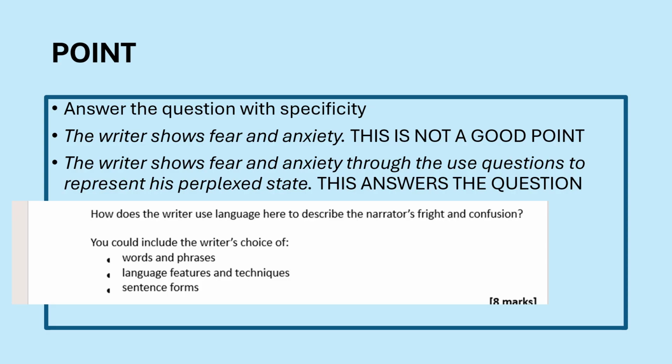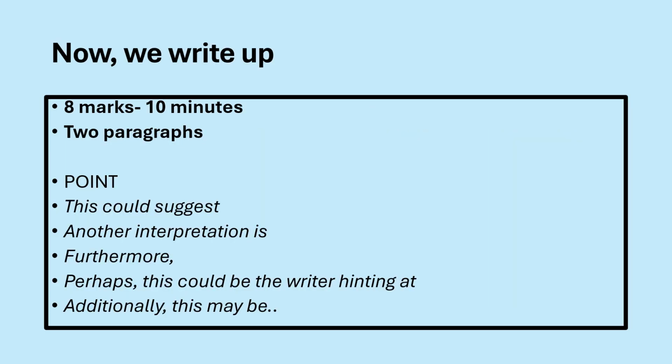But here I've got a different one. I've said the writer shows fear and anxiety through the use of questions to represent his perplexed state. So you're telling me what the writer is doing and why they are doing it. So you're already starting to get interpretation hinting in there, and that should help you really strengthen your point. But I want you to remember that this is actually all about that analysis, sweeties. Okay, it's all about that analysis. So yes, I want your points to be nice and clear because it supports the base of your analysis.